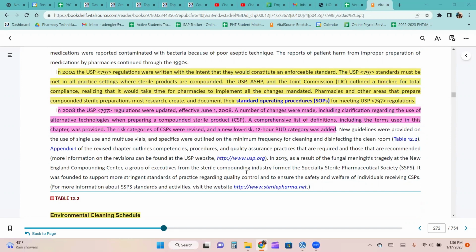Pharmacies in other areas that prepare compounded sterile preparations must research, create, and document their standard operating procedure for meeting USP 797 regulations. In 2008, the USP 797 regulations were updated, effective June 1st, 2008. A number of changes were made, including clarification regarding the use of alternative technologies when preparing a compounded sterile product. A comprehensive list of definitions, including the terms used in this chapter, was provided. The risk categories of CSP were revised, and a new low-risk 12-hour BUD category was added.